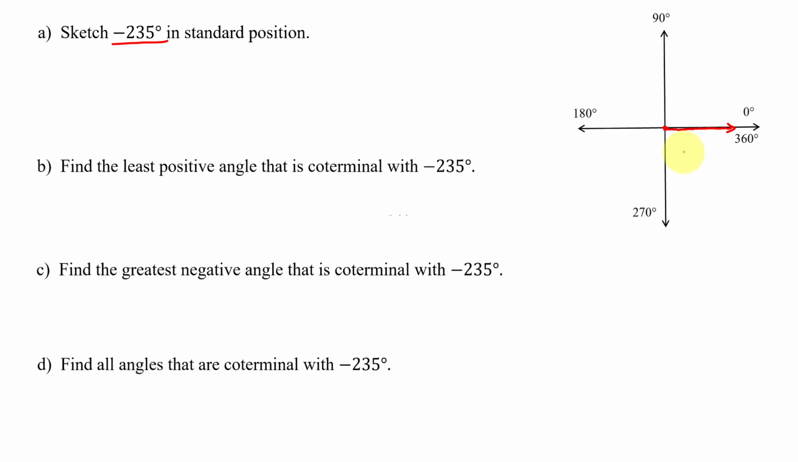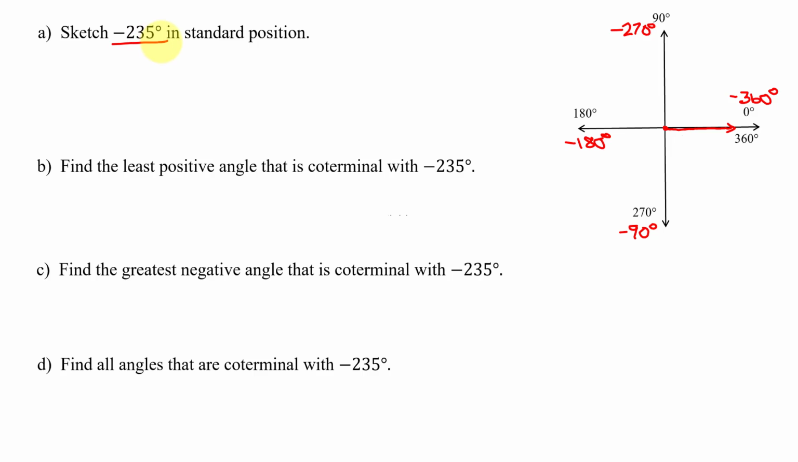If I rotate in a negative direction down to the negative y-axis, I will have gone negative 90 degrees. If I continue rotating to the negative x-axis, I will have gone to negative 180 degrees. If I rotate around to the positive y-axis, I will have gone negative 270 degrees. And finally, if I come back to the positive x-axis, I will have rotated negative 360 degrees.